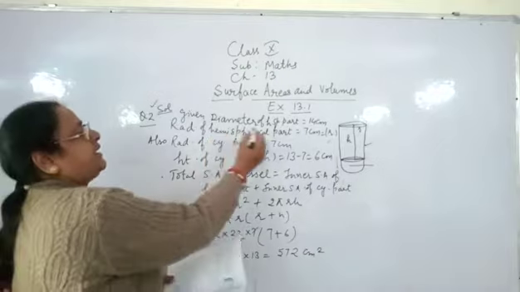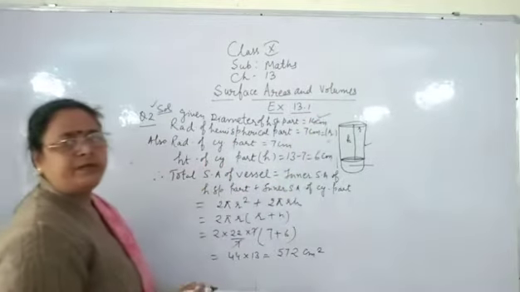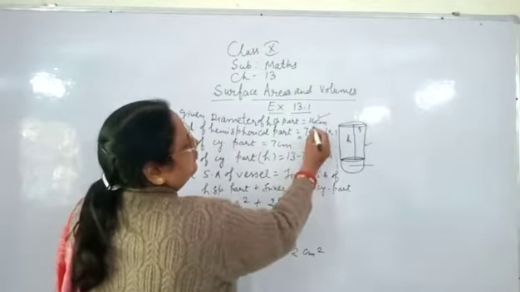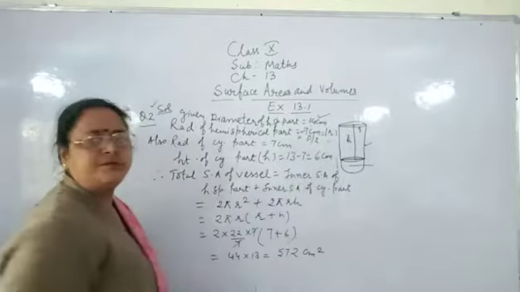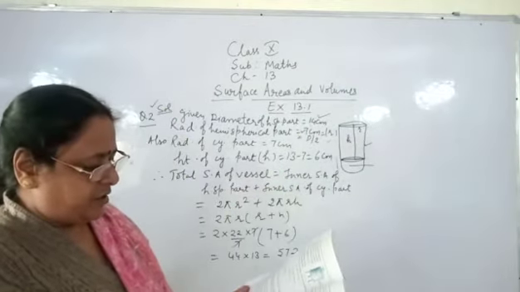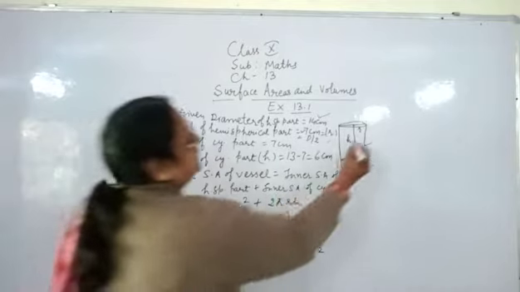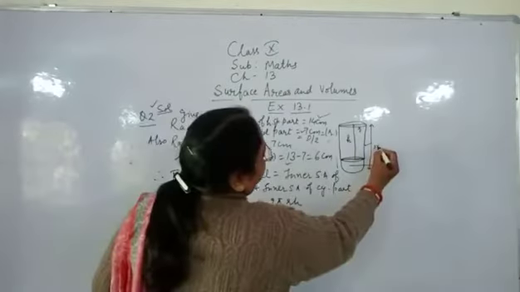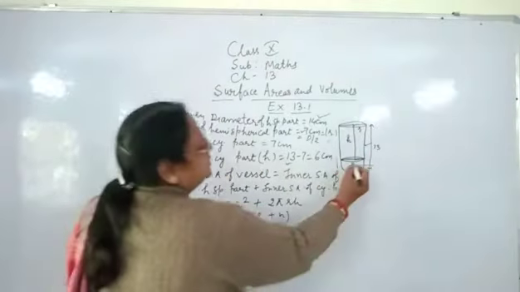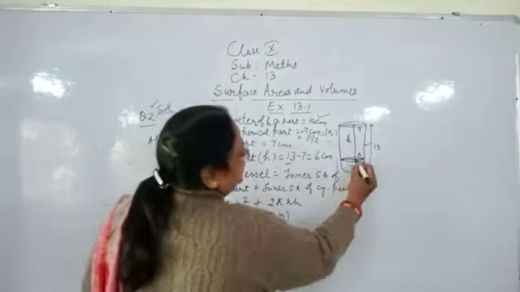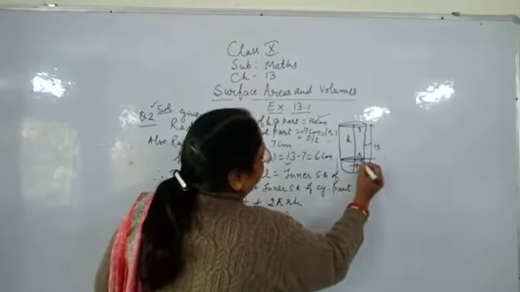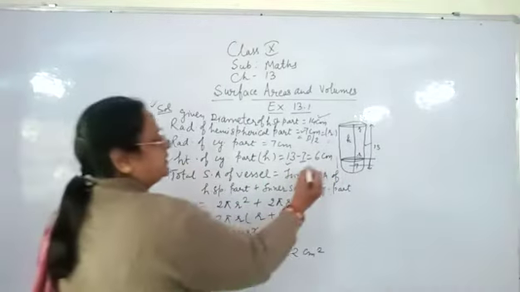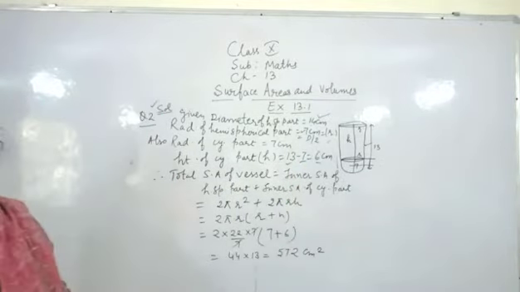So we will write here: diameter of the hemispherical part is 14 centimeter. Then radius of the hemispherical part is equal to diameter by 2. So we will divide this 14 by 2. It becomes 7 centimeter. Now also the total height of the vessel is given. It is given as 13 centimeter. But see here very carefully, the radius is 7 centimeter, so this height is also 7 centimeter. So you will subtract this height: 13 minus 7 means height of the cylindrical part. It becomes 6 centimeter.